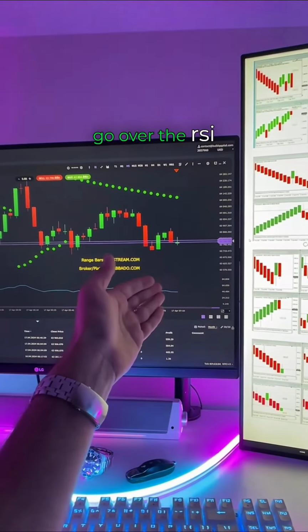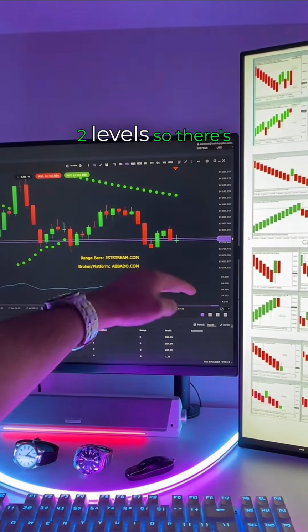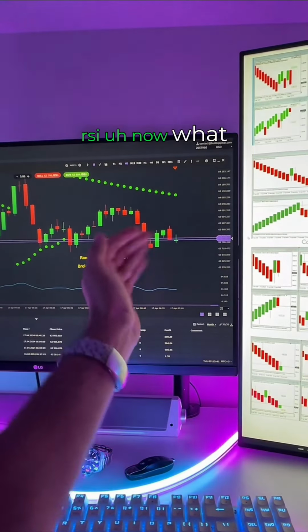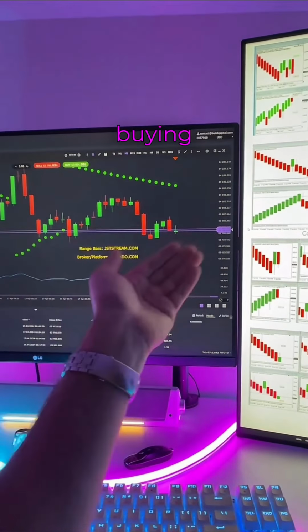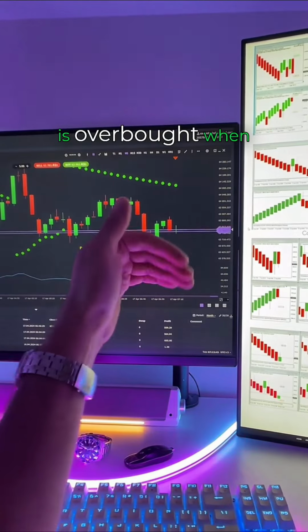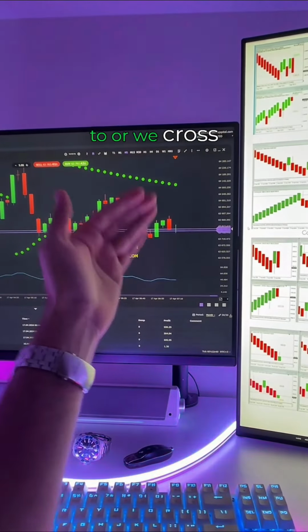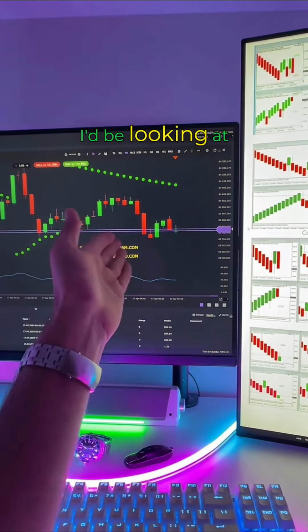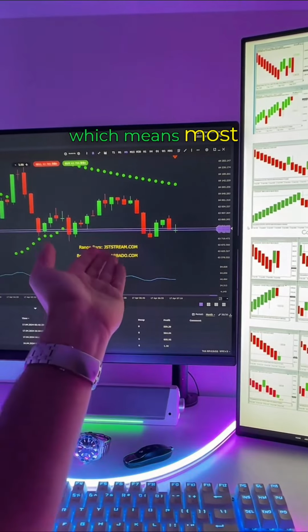Now, let's go over the RSI. So it has two levels. So there's the 70 level at the top for the RSI. Now, what that means is there's been too much buying going on. The market is overbought when we get close to, or we cross the 70 mark on the RSI. Now, at that point, I'd be looking at a reversal, which means, most likely we're going to start to come back down again.